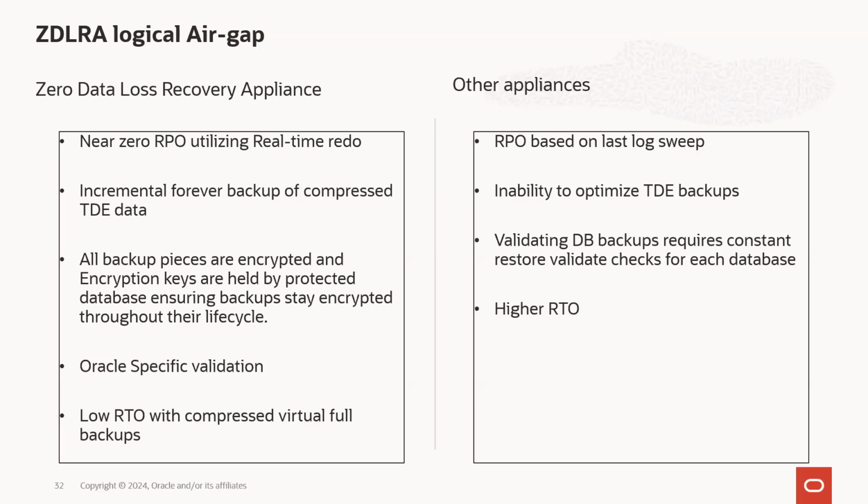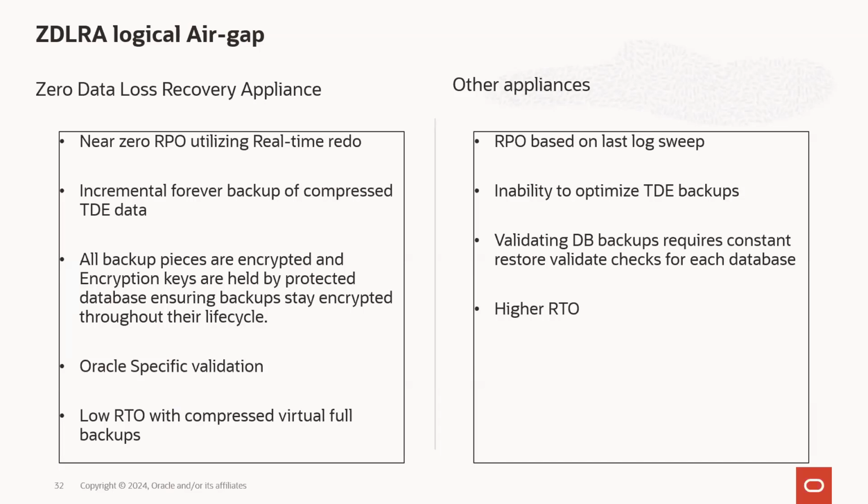Regardless of what you do, there are still transactions in the redo logs that haven't been sent. So what the recovery appliance does with the real-time redo, no other vendor can really do. They're really basing it on when they last did that log sweep to pick up the archive logs. The inability to optimize TDE backups, as I said, is that with compression and encryption, you can get deduplication, or you can get compression, but you can't get both, because RMAN does a new key.